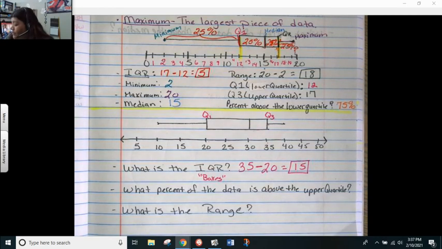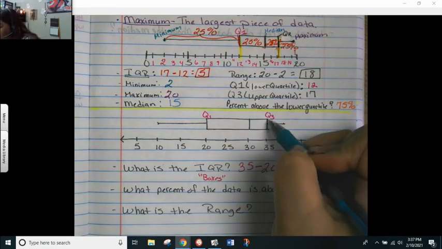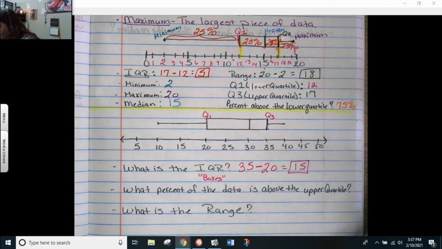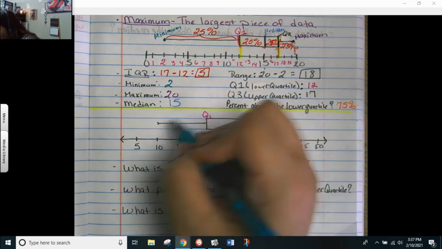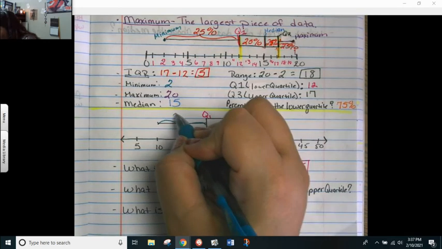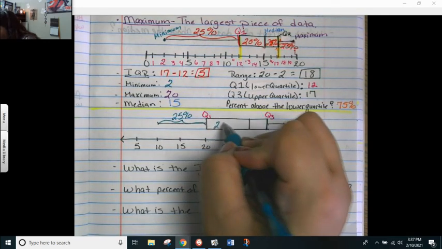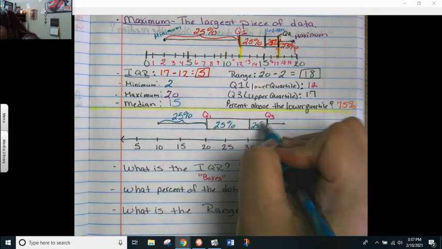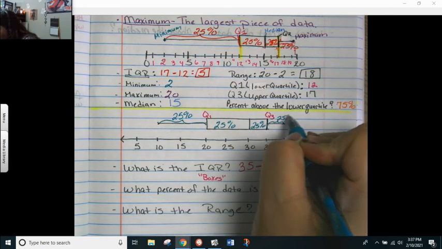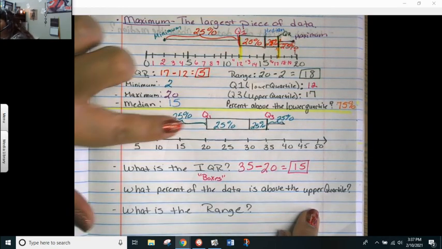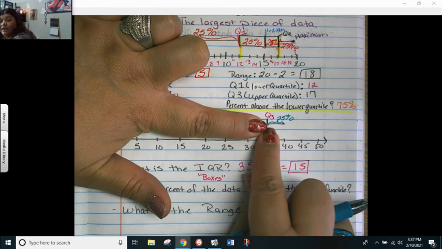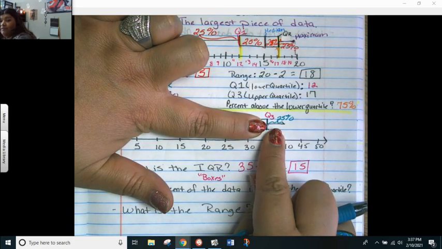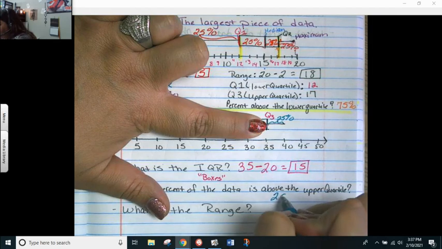All right. Next one. What percent of the data is above the upper quartile? Well, let's identify the upper quartile. Do you remember it? It's the one above the median. So this is the upper quartile. And it wants the percentage. No percent proportion here. Because if you remember, everything here is 25%. So if I want to know the above the upper quartile, I'm going to cover up all of this. I just want to know this much. So the percent that's above it is 25%. So 25%.